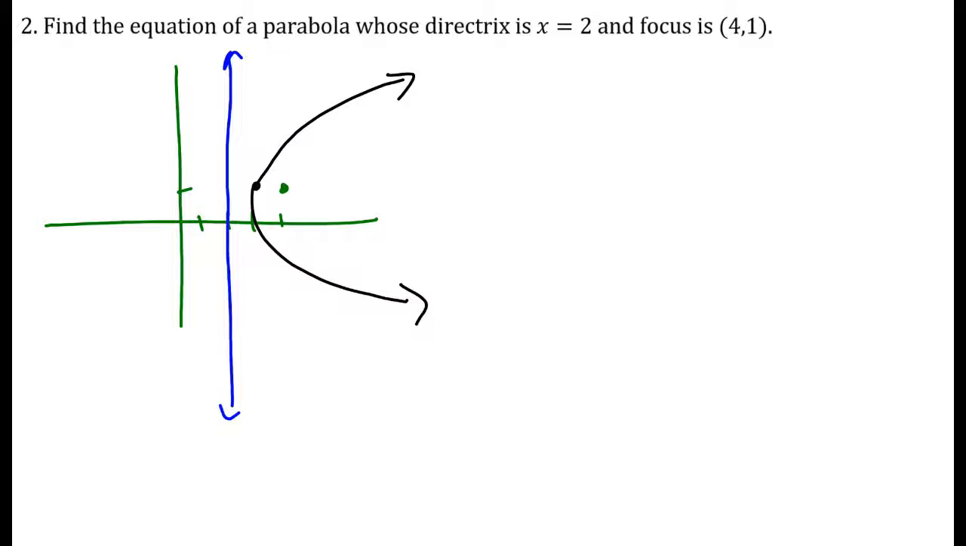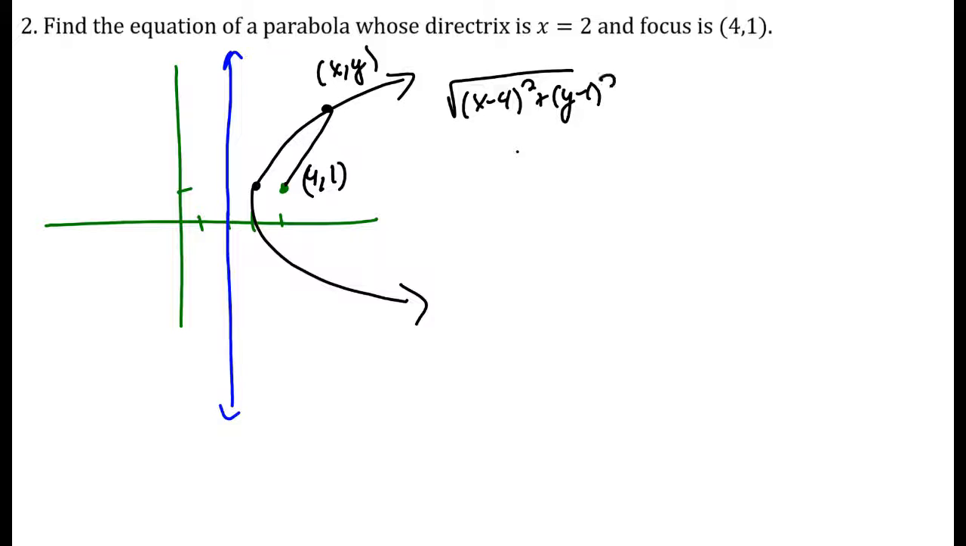So this parabola opens sideways. It's not going to be a y equals x squared parabola, it's going to be an x equals y squared parabola in the end, because it's not going to be a function. Doesn't matter though, because we still find the equation the same way. Pick a point and call it (x, y). The focus is (4, 1). That distance is the square root of (x minus 4) squared, your change in x squared, plus your change in y squared, and it is the same as that distance. Those two distances have to be congruent.